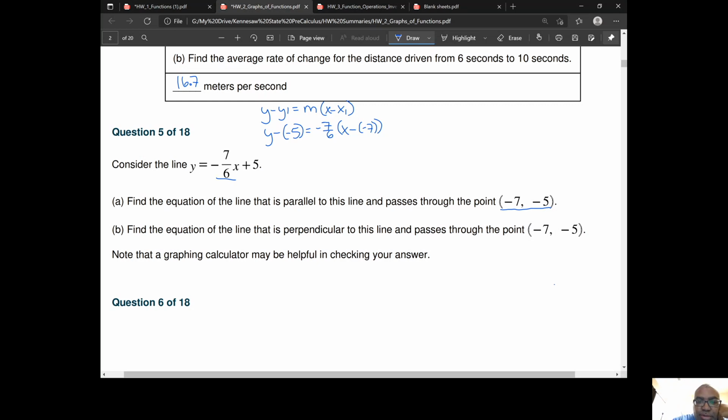So now, little algebra. y plus 5 is equal to -7 over 6 x. This becomes plus 7, so it ends up becoming a minus again. Minus 7 times 7 is 49 over 6, which does not go evenly. We subtract 5 from both sides.